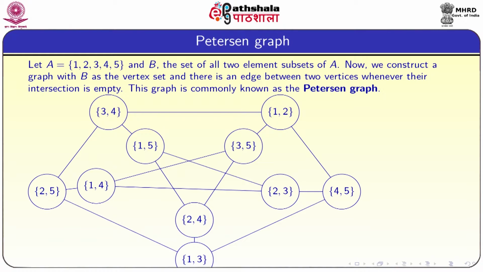If you look at here, we are taking two element subsets from the set A and there is an edge between two vertices, that means two sets, if their intersection is empty.